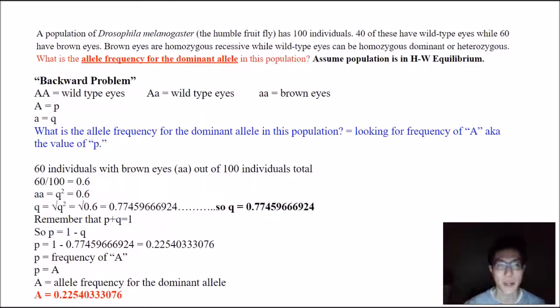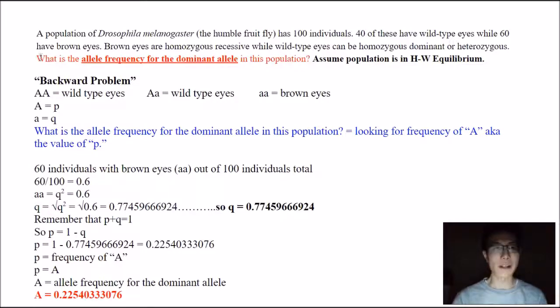Okay, so same question up here. What we're really looking for in this particular question is what I consider to be a working backwards problem, where the population already is in Hardy-Weinberg. So earlier in the other video, we did a question where you're trying to see whether the population is in Hardy-Weinberg. In this particular problem, the population already is in Hardy-Weinberg equilibrium, and what you're trying to do is figure out the allele frequencies given some information. So let's take a look at this question.